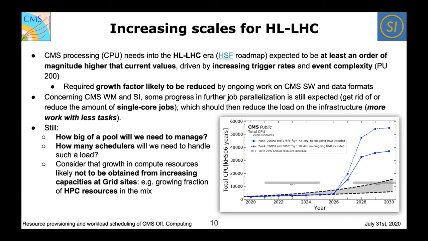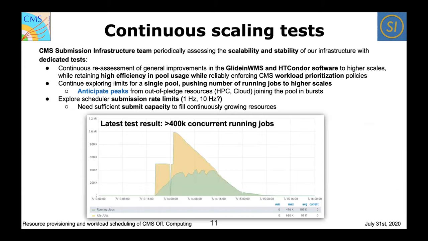Still, there are questions: how big of a pool will we need to manage when we have this increased amount of resources? How many scheduler nodes will we need in order to handle such a load and keep continuously feeding this pool? And also, consider that this growth will most probably not come from cleared resources, but from other types of resources such as HPCs. So, in order to test the scalability of the pool and the stability of the infrastructure, we continuously run certain stress tests on the pool.